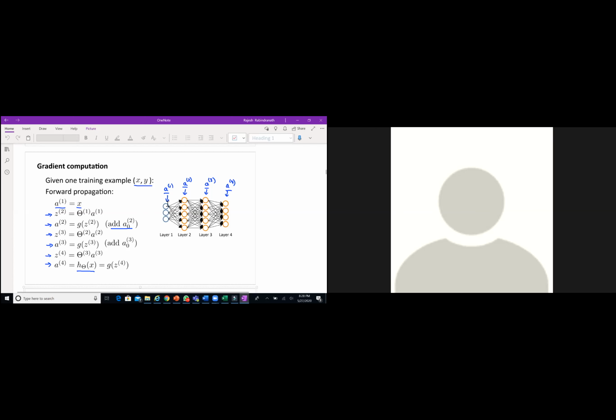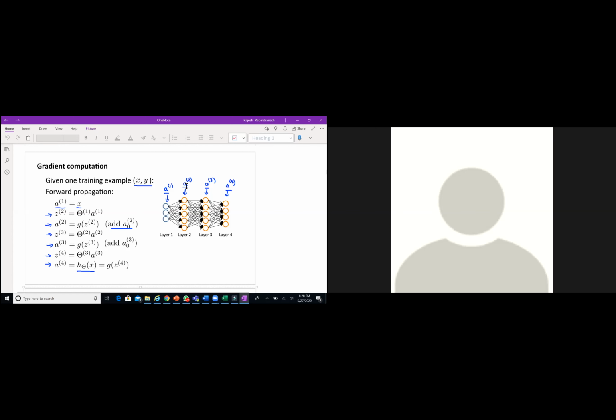So initially from X, you calculated A1. Using A1, you calculated Z2. And using Z2, you calculated A2. And the next goal is to calculate A3. How do you calculate A3? Can you tell? So before going to A3, we need to have Z3, right? Exactly. So how do you calculate Z3?